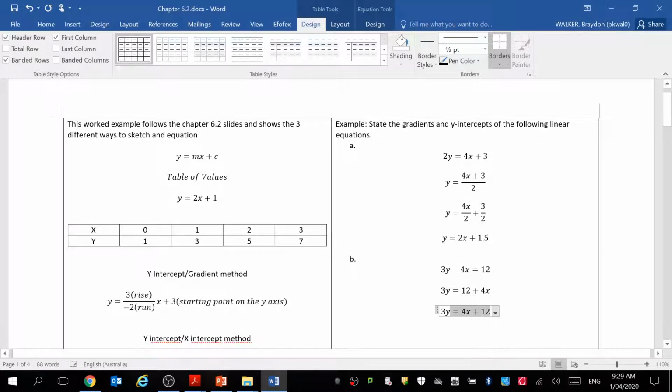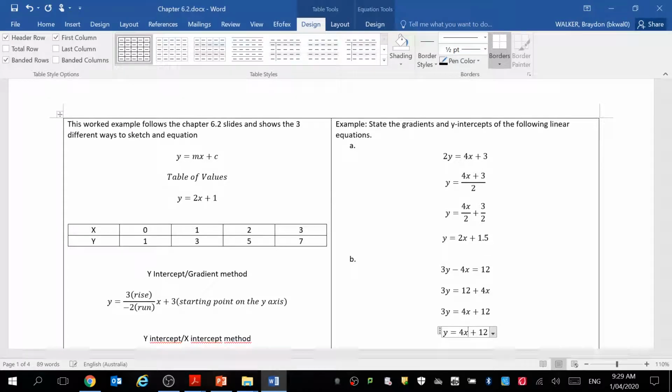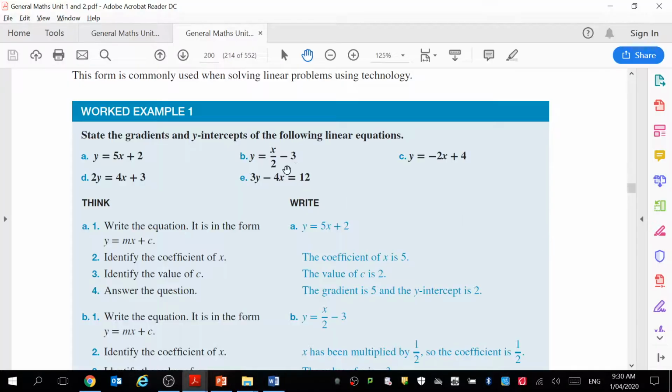Using the same process I did above, we're going to divide, just to save some working. 4x divided by 3. 12 divided by 3 is going to be 4. And there's your equation. So the gradient, if you wanted to... Sorry, I should rearrange it this way. There we go. So the rise over run, or the gradient, is 4 over 3, which means we go up 4 units across 3 units as our gradient, and our y-intercept is 4. So there you go. That's how you state the gradient and y-intercept for this one.